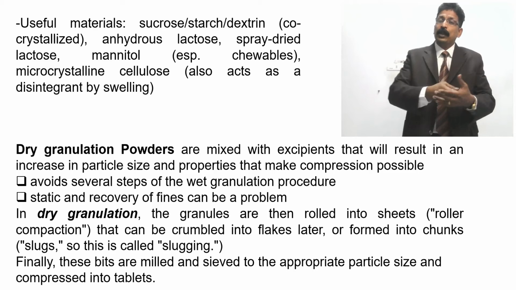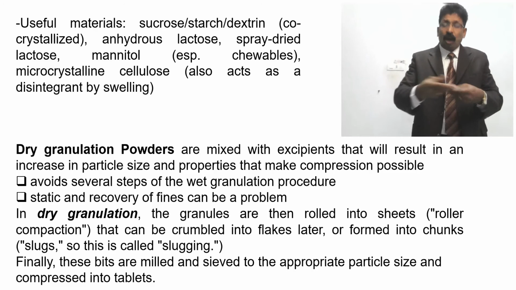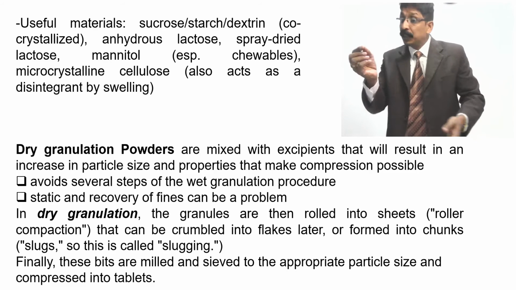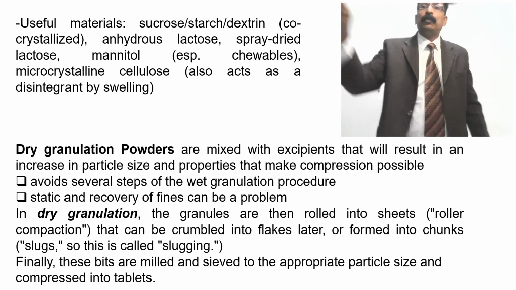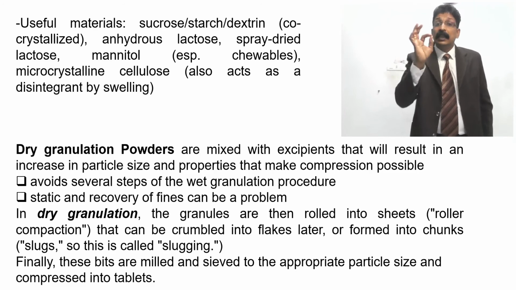First you will compress the powder into slugs, which are chalk-like. Then they will be crushed into smaller pieces, and those smaller pieces will again be taken to the compression machine and you will get a tablet. That is the difference. So just see this, that's what you remember.